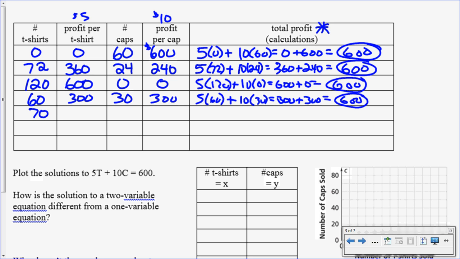All right, here's another one, 70 and 25. 70 times 5 is 350. 25 times 10 is 250.